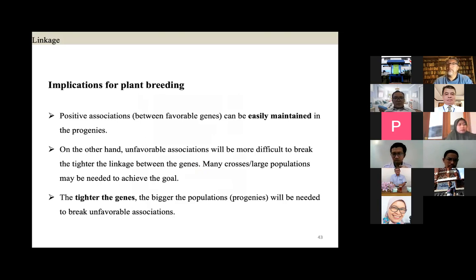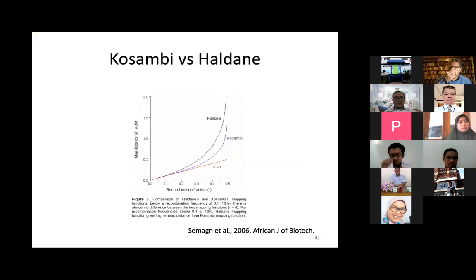May I ask a question? Yes. So in this case, when should we use Kosambi and when should we use Haldane? Because in the software sometimes it is as easy as just switching the option. So is it always better to use Kosambi because it's safer than Haldane, or does it depend on which kind of situation we should apply in our mapping project?